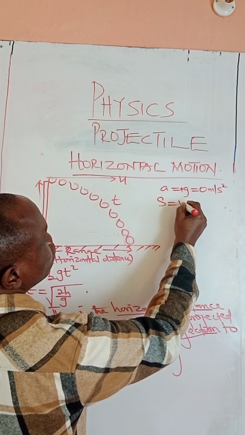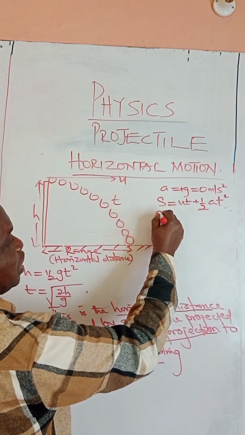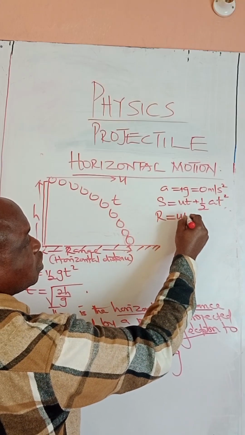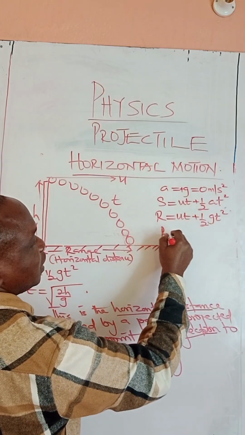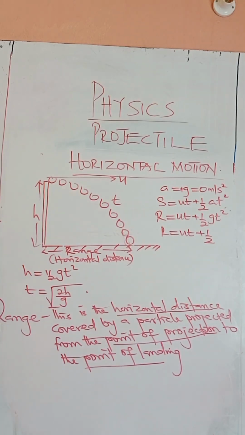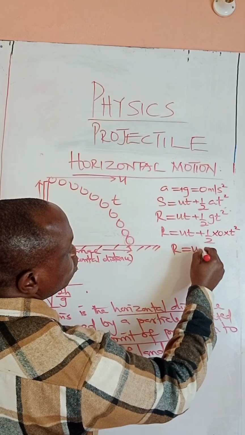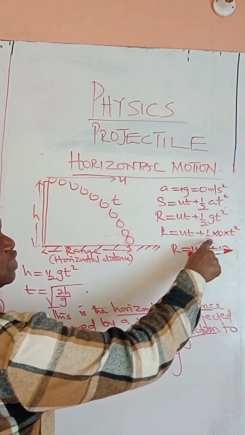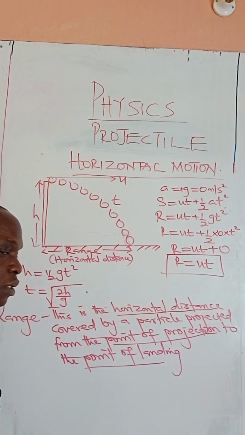So from s is equal to u t plus half a t squared, this s we turn to the distance, range. u t, we leave it. Half g t squared, a is g, so R is equal to u t plus half. I've told you, the horizontal component of g is equal to 0. So 0 times t squared. So R is equal to u t plus 0. Everything of 0. R is equal to u t. This is the formula for finding the range in one-dimensional projectile.